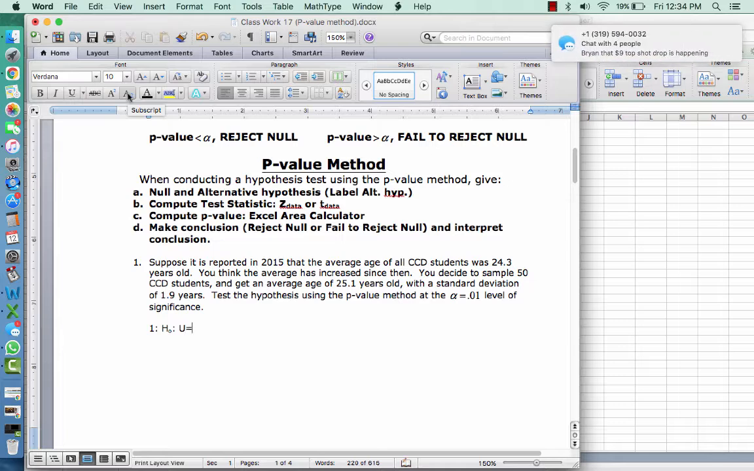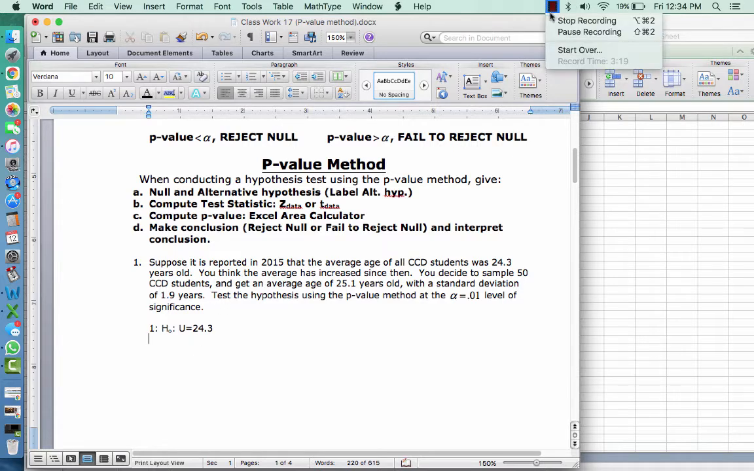So the null is that mu is equal to 24.3. And the alternative, since we think that the average has increased since then, we're going to write that HA, mu is greater than 24.3. All right, that's a right tail test.